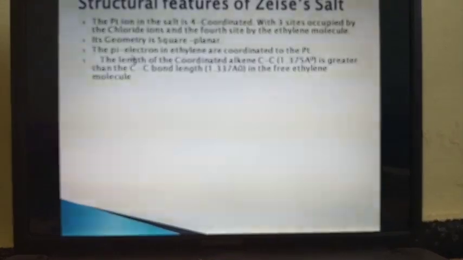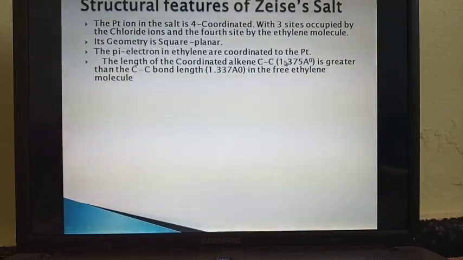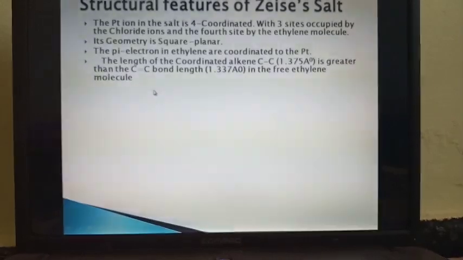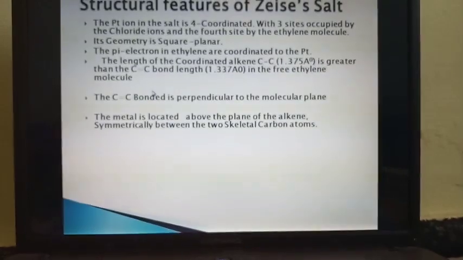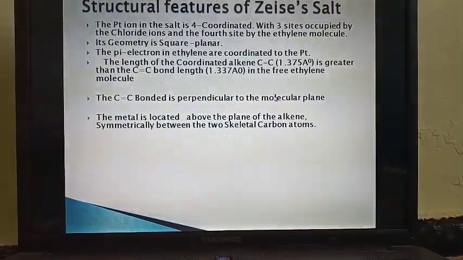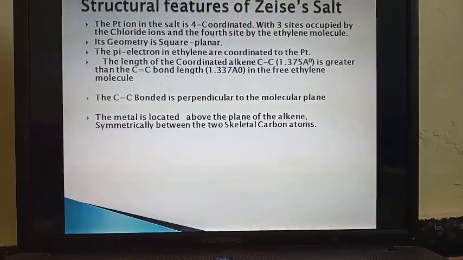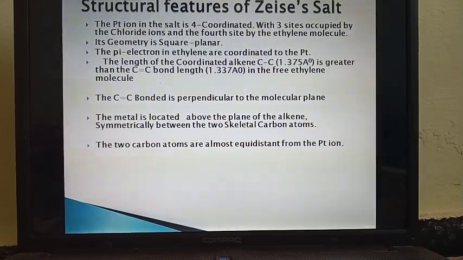The pi electrons in ethylene are coordinated to the platinum. The length of the coordinated alkene, carbon to carbon, is 1.375 angstrom, which is greater than the C double bond C of a free ethylene molecule, indicating it is somewhat involved in the bonding towards the platinum. The carbon-carbon double bond is perpendicular to the molecular plane, which you can see in the structure. The metal is located above the plane of the alkene, symmetrically between the two carbon atoms. So the carbon atoms are almost equidistant from the platinum.